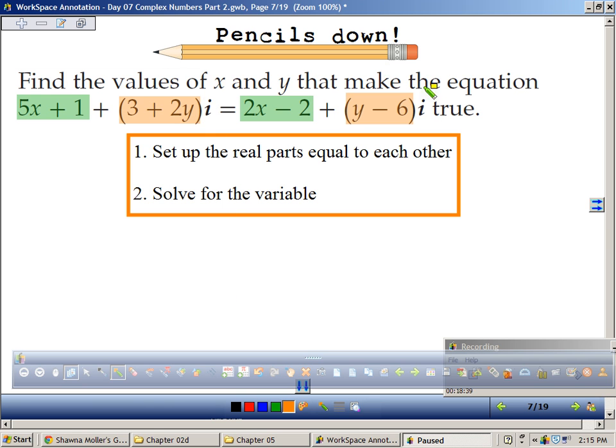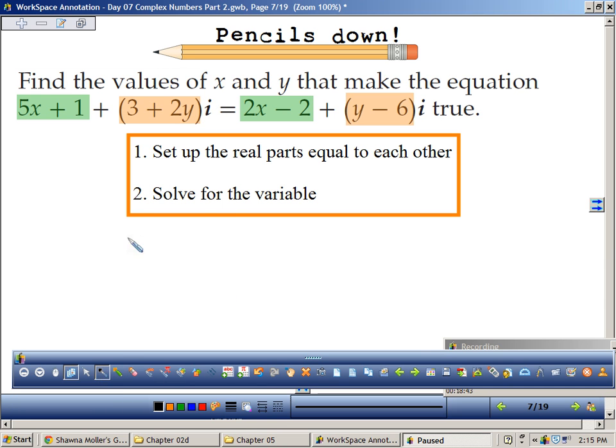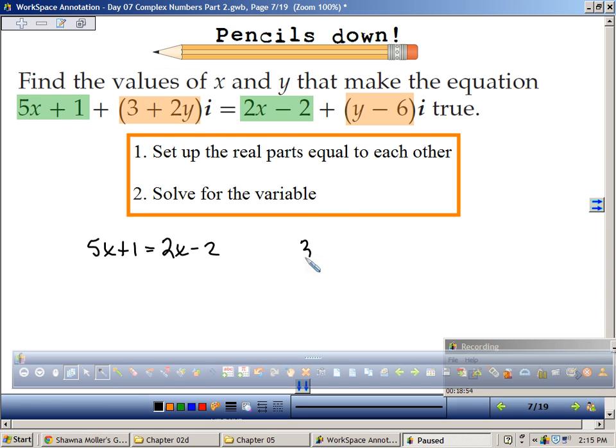See how these both have i? So I'm just going to set them up equal to each other. I have 5x plus 1 equals 2x minus 2. This one I could write out, just like it looks, and I'll show you why it works. If I have an i on both sides and I divide by i, wouldn't that just go away?